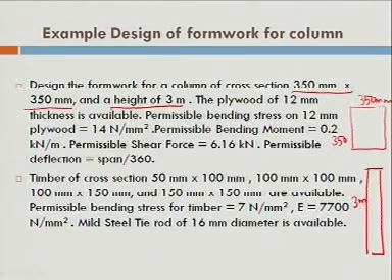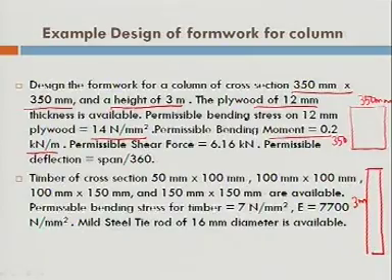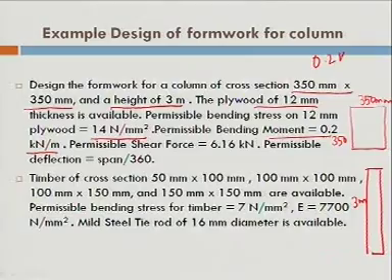Coming to the availability of material, you have plywood of 12 millimeter available. Permissible bending stress on 12 mm plywood is given to be 14 Newton per millimeter square. These data you can note it down. The permissible bending moment is 0.2 kilonewton meter per meter.